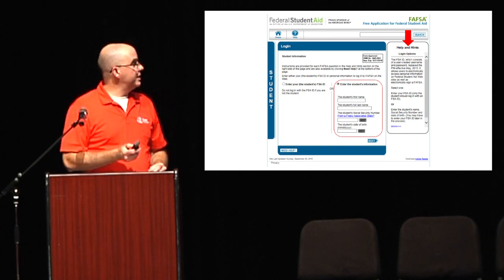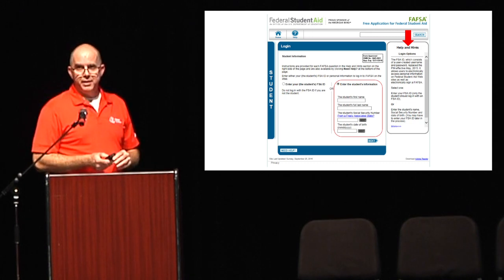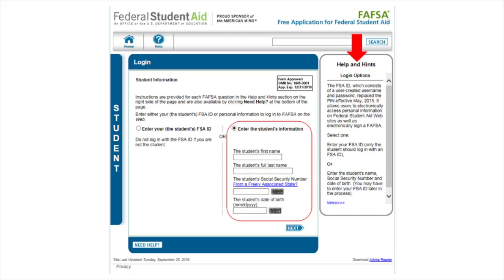I'd like to draw your attention to the area off to the right. It's called Help and Hints. This is going to assist you in answering the specific question that you happen to be on at that point in time. So if you ever get stuck on a particular question and you want some more information, look off to the right under Help and Hints, and it will guide you to answer the question correctly.